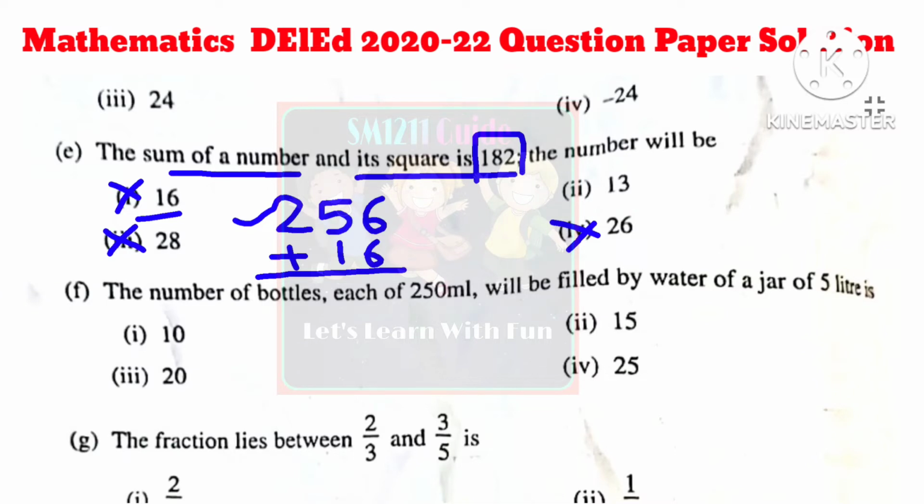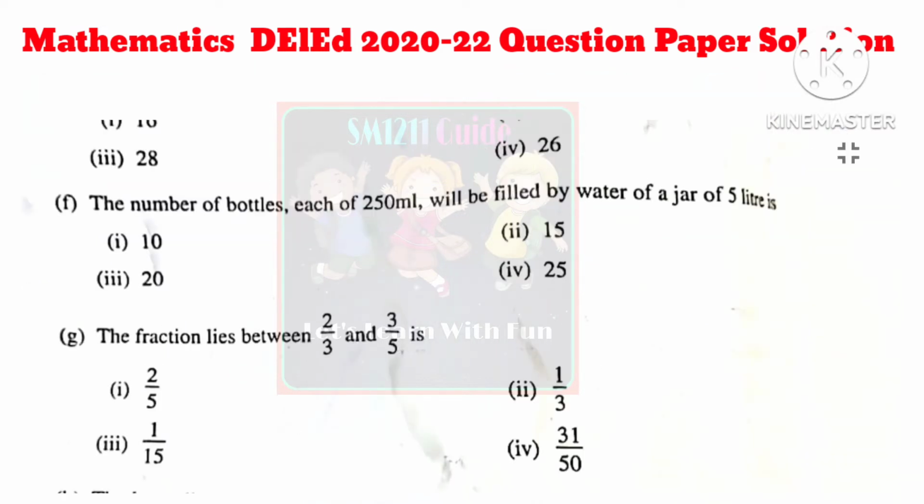So let us check 13, which is less than 16. 13 square, that is 169, that is 13 into 13 plus 13, that is the number. If you find out this sum, you will get 182. So here option number 2 is the correct answer. Let us solve the next sum.